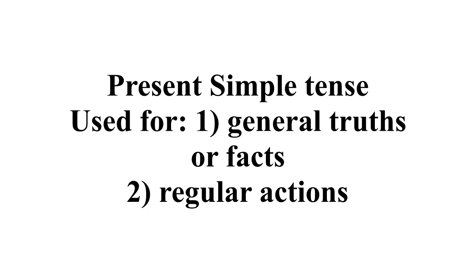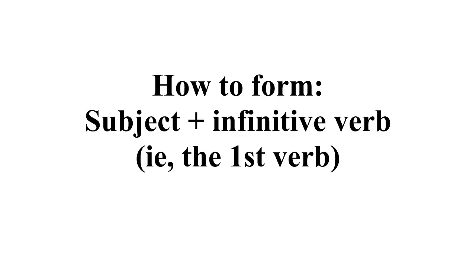So you can see here that present simple tense is used for 2 things usually: general truths or facts, and regular actions. So let's talk about that a little bit. General truths or facts is things like science, math, things that are true, things that are facts. So water freezes at 0 degrees Celsius. That's present simple tense. Or the sun is very hot. That's present simple tense. That's scientific facts. Or 1 + 2 = 3. That's also present simple tense.